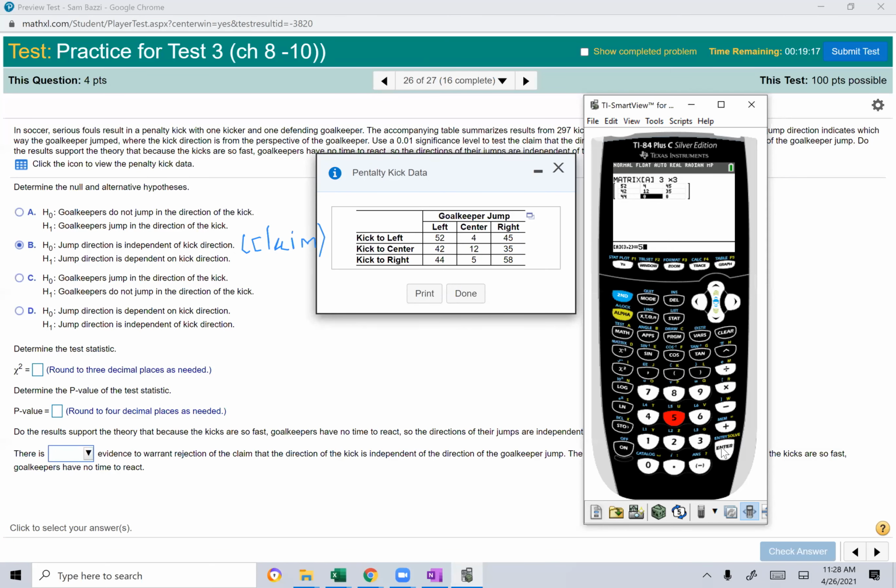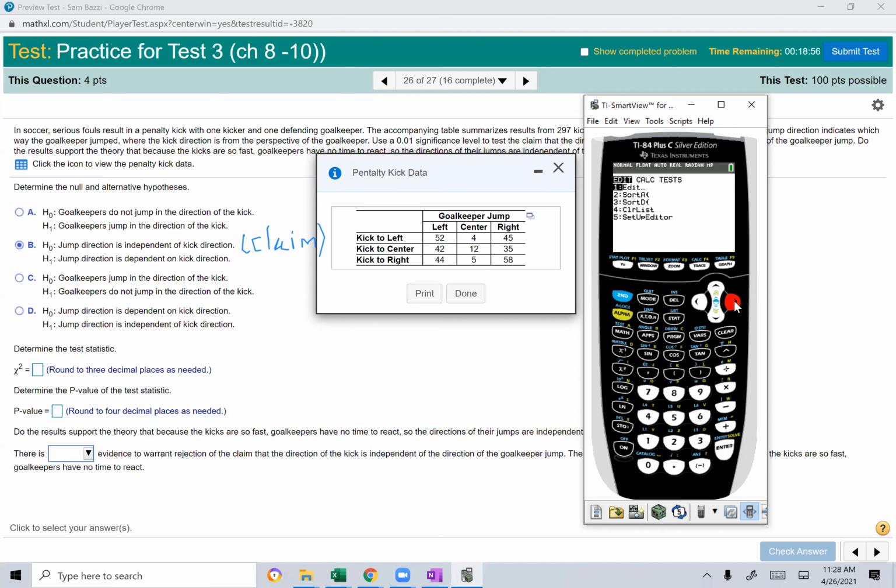5, and 58. By the way, guys, the degrees of freedom for the chi-square test is number of rows minus 1 times number of columns minus 1. You have 3 rows, minus 1 will be 2, and 3 columns, minus 1 will be 2. 2 times 2 is 4. But you don't need it in the case of the p-value.